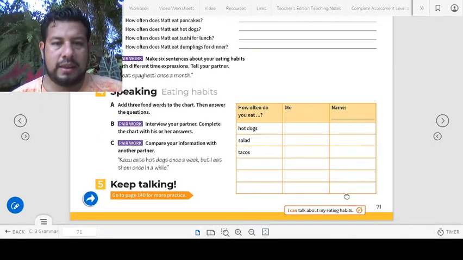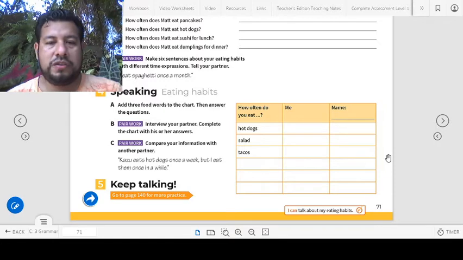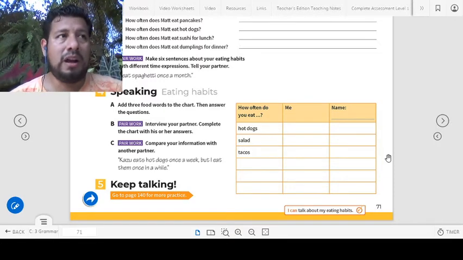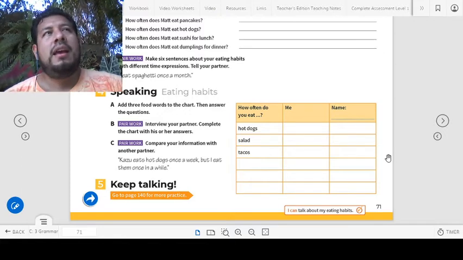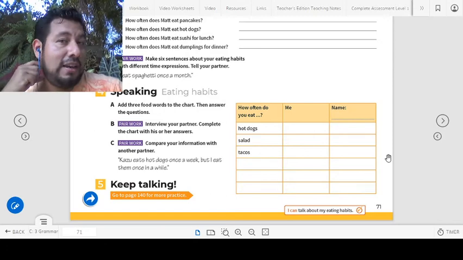Aquí tenemos la siguiente actividad, speaking: eating habits. Add 3 words to the chart and then answer the questions. How often do you eat hot dogs? How often do you eat salads? How often do you eat tacos? How often do you have chocomilk?